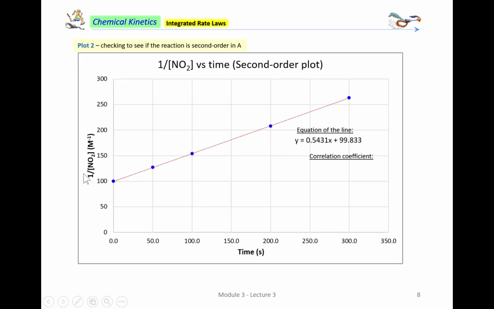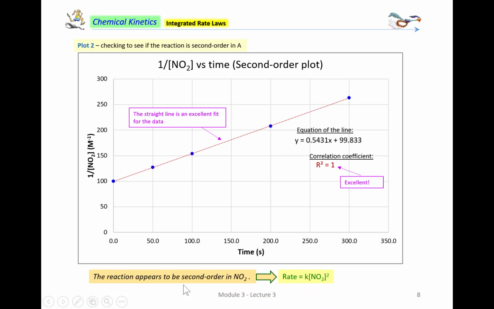Remember, a second order plot is 1 over the concentration of NO2 versus time. This looks different, of course, because we're plotting the data differently, but now the trend line is right on those data points. Here's the equation of the line. And it looks like the trend line, which is a linear trend line, is an excellent fit for the data. The R squared value is 1, which is perfect. Kind of hard to believe. It's an excellent correlation. So we're going to say the reaction appears to be second order in NO2. In other words, the rate law would be rate equals k times [NO2] squared.